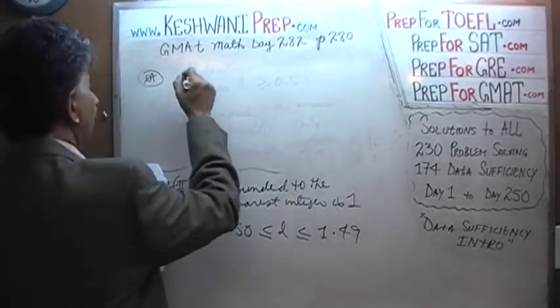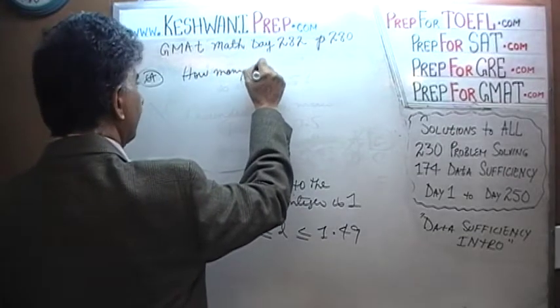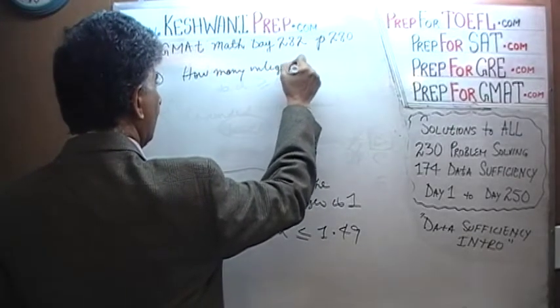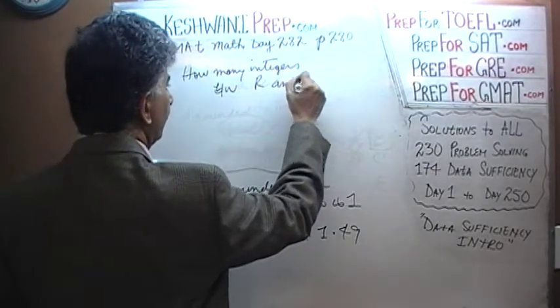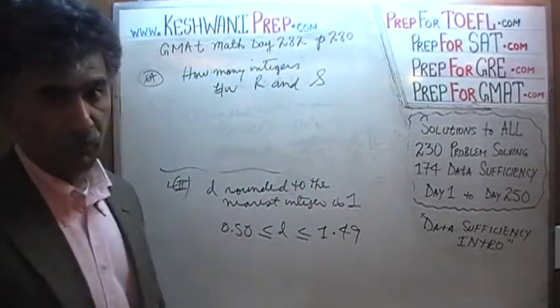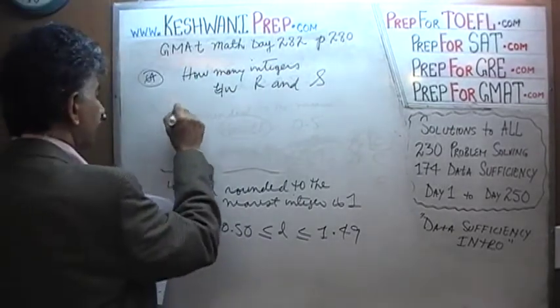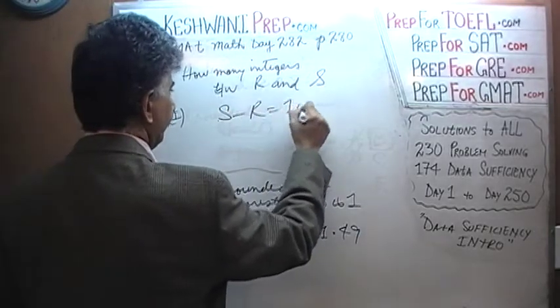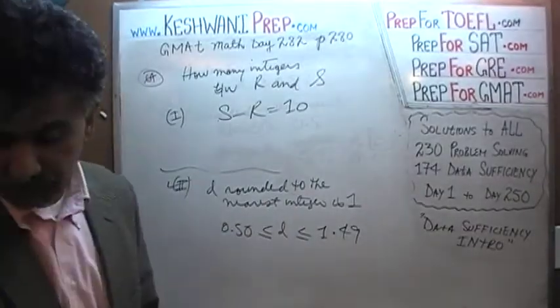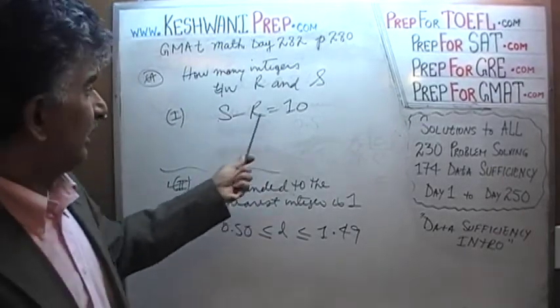Number 64. The question is, how many integers are there between R and S? R and S are two integers. And the question is, how many integers lie between these two integers? Let's see what they tell us. In the first statement, they tell us that the difference between S and R is 10. Well, that's quite straightforward. If we know their difference, then obviously we can count how many lie between R and S.